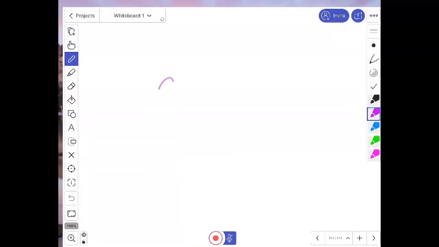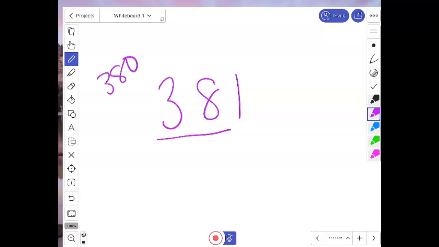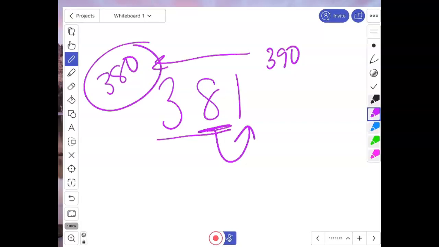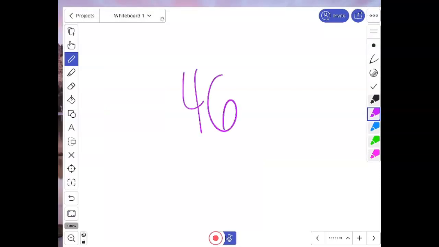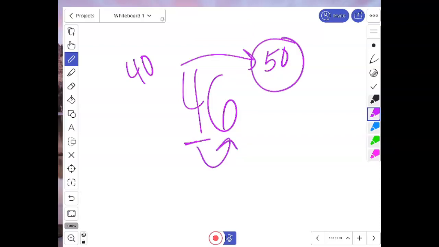If I have 381, what 2 tens is it between? It's between 380 and then one more 10, 390. So I'm looking at the tens. 1 tells me round it down. It's closer to 380. 46. What 2 tens is it between? It's between 40 and 50. Which one's it closer to? Well, the 6 tells me it's closer to 50, so I would round up.